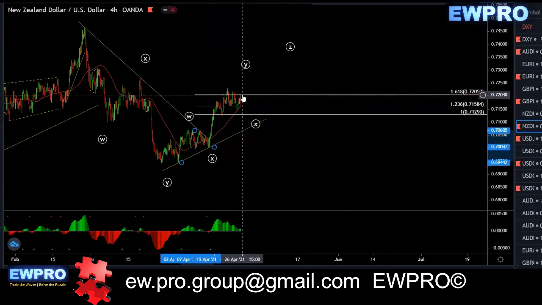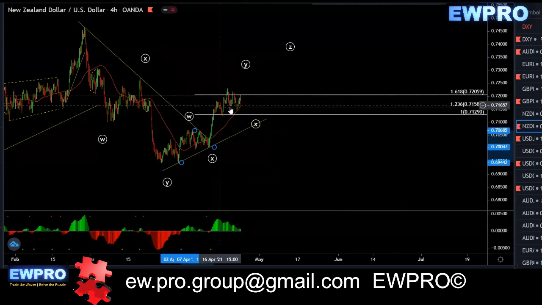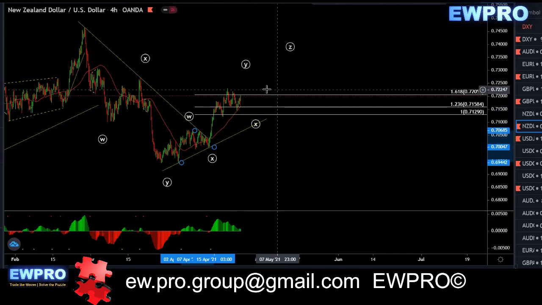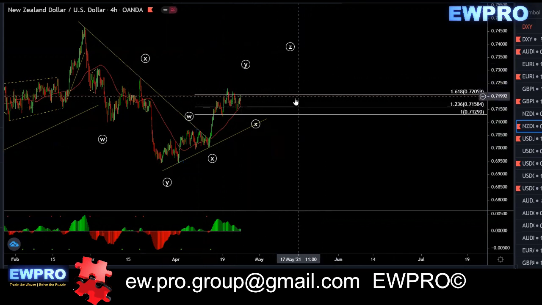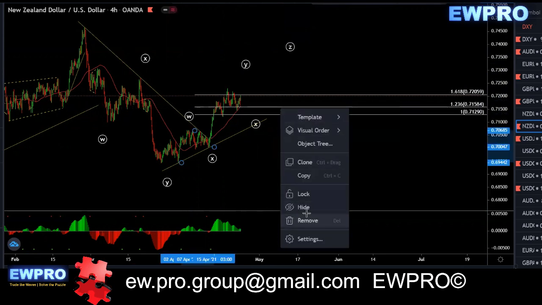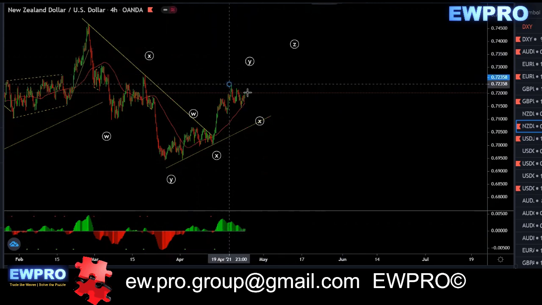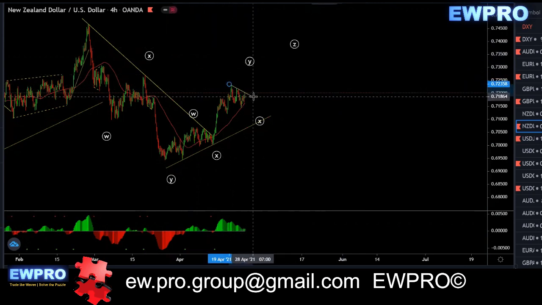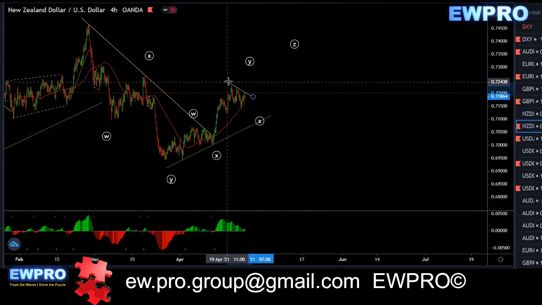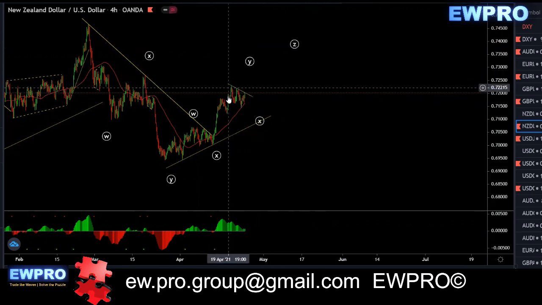So we got up to this 161.8. This may be internal correction, and the wave Y is not over yet. So we sort of still got to wait. There is a buy setup. You can see this buy setup. Right? There's a buy setup coming up now.